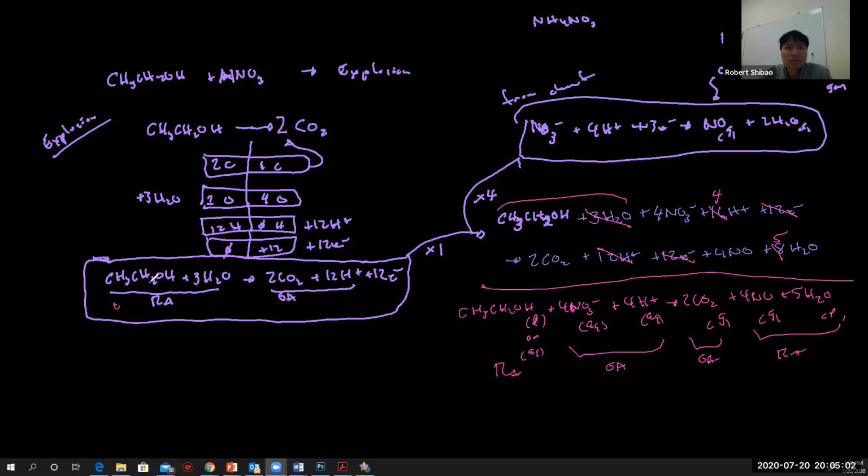Ethanol and water, that's a reducing agent. Its conjugate oxidizer is CO2 and H+. H+ is missing here. And then the oxidizer here is nitrate and H+, and its conjugate reducer would be NO and water. This would be the conjugate reducer. And so that's where I got the labels.